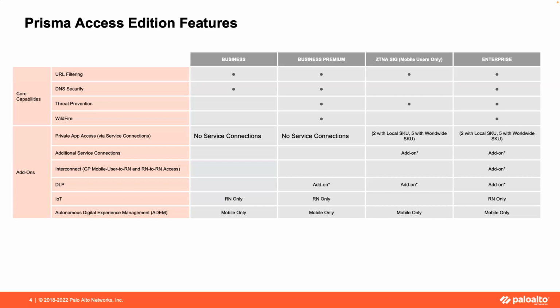When we get into the mobile user solution, ZTNA, all of a sudden we have the idea of these service connections that are available. And with the enterprise license, we have everything. It's the remote networks, mobile users, all of the threat protections, and we have a lot of routing options. So many of the things we're going to be talking about today assume you have the enterprise licensing. But let's take a closer look at all of the options.